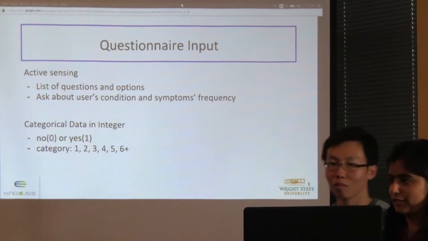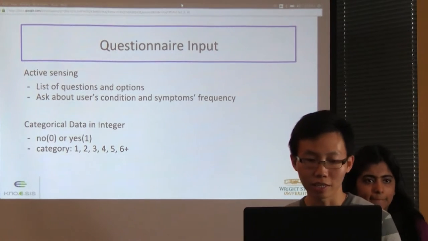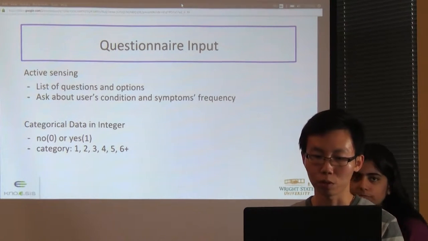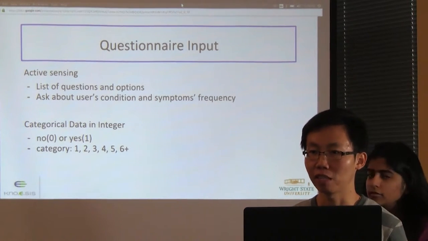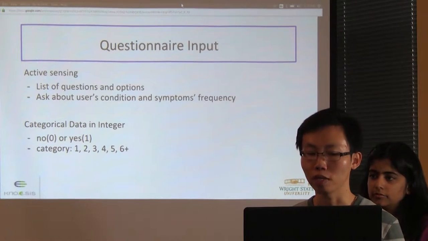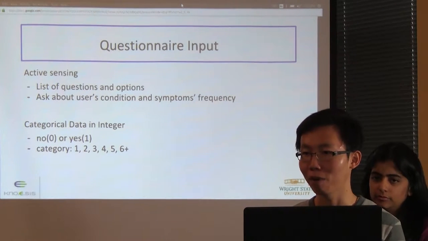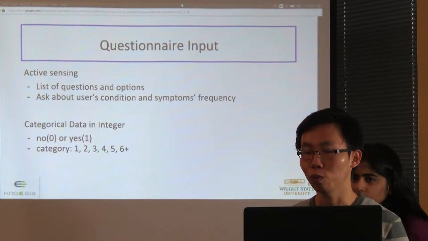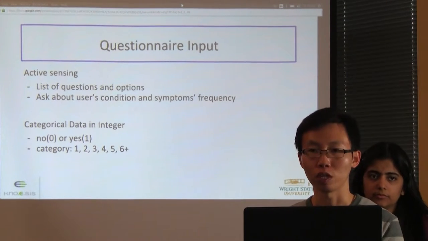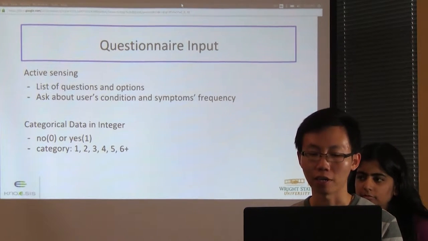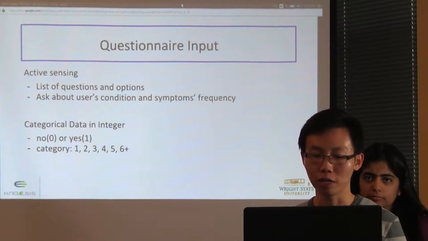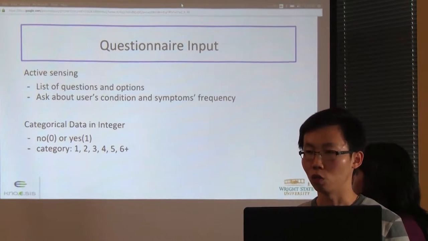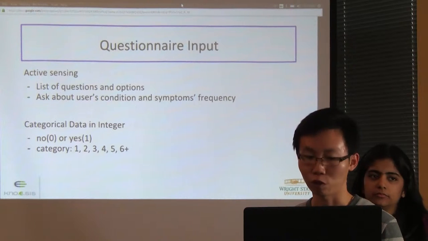So Sunja will go. Other than sensor input, we also have questionnaire input. Questionnaire input is a type of active sensing, because it requires the user to actively open the app and then answer the questions. There's an app that the user will install on their mobile phone, and they can answer it daily. The questionnaire is a list of questions that ask about the user's condition and also their symptoms frequency.